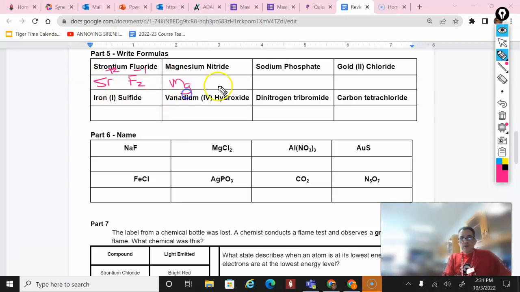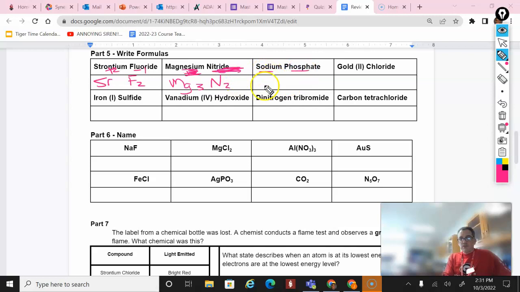Magnesium nitride, again, that's going to be just plain old nitrogen. Magnesium is +2. Nitrogen is -3. Switcheroo the charges, the 3 ends up over here, the 2 ends up there, and that one is done. Remember, don't include the pluses and minuses when we are finished.